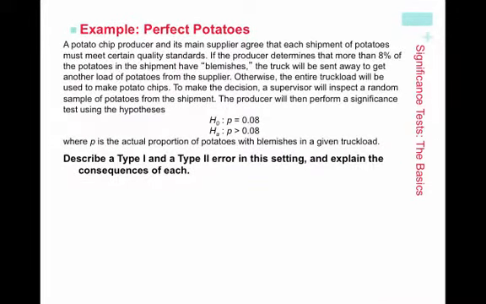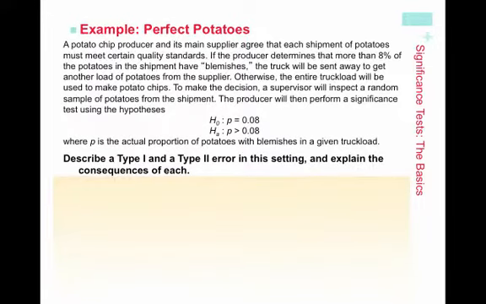So an example, we're talking perfect potatoes. So pause the video, read this example. Okay, so we have a null hypothesis saying that the proportion is equal to 0.08. And our alternative hypothesis, the thing we're trying to show, is that more than 8% have blemishes. So P is greater than 0.08 is HA. Describe type 1 and type 2.